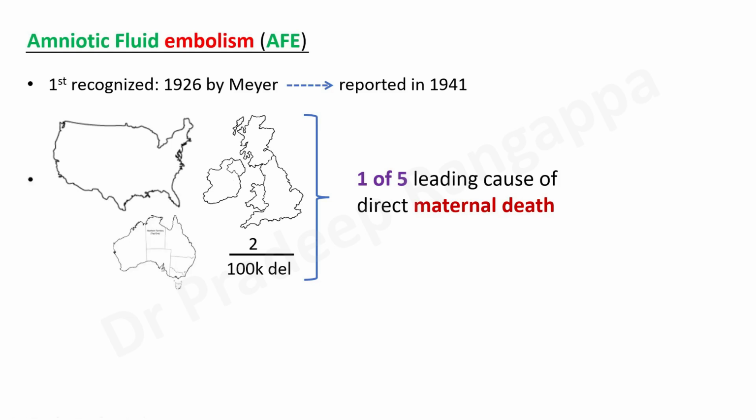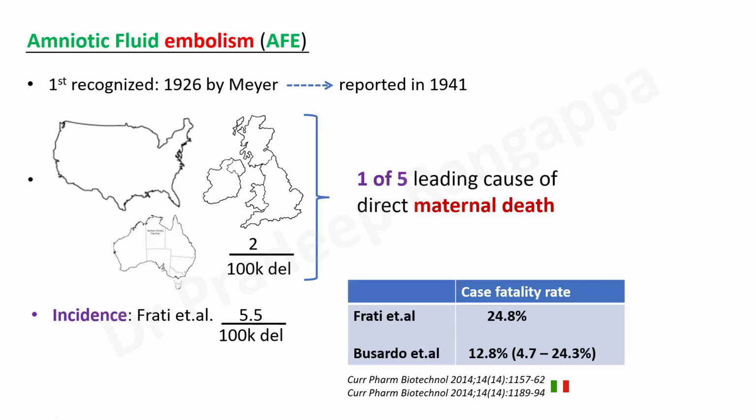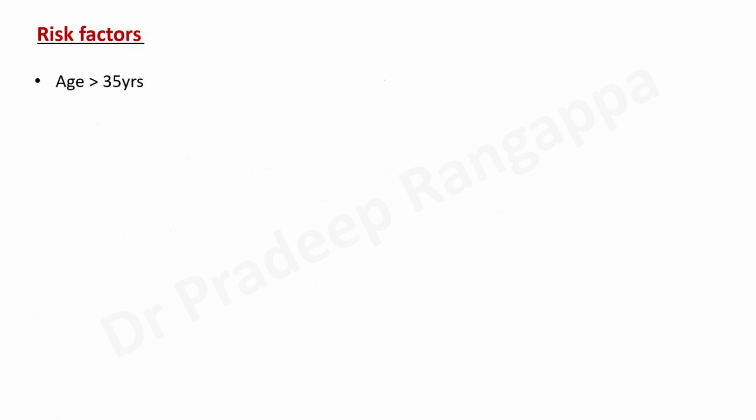As we know, amniotic fluid embolism in a severe form can really lead to instant death, and it can be very devastating. So it is shown to be one of the 5 leading causes of direct maternal death. The incidence from a study by Frati et al. shows it is 5.5 per 100,000 deliveries, and the case fatality rate in this Frati et al. study from Italy was 24.8%. Another study from Italy, Busardo et al., showed a case fatality rate of 12.8%, with a range of 4.7 to 24.3%. So this is the epidemiological occurrence of amniotic fluid embolism.